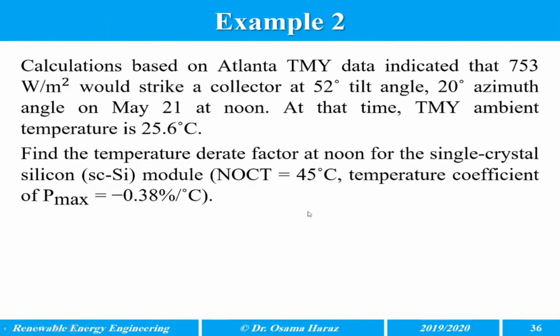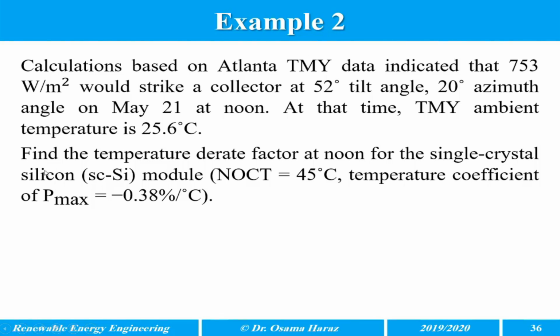Now, let's see example 2. Calculations based on Atlanta TMY data indicated that 753 watt per meter square would strike a collector at a 52 degree tilt angle and 20 degree azimuth angle on May 21st at noon. At that time, the TMY ambient temperature is 25.6 degrees centigrade.